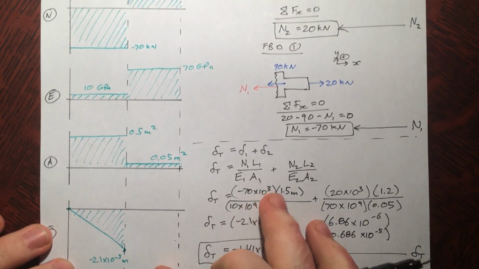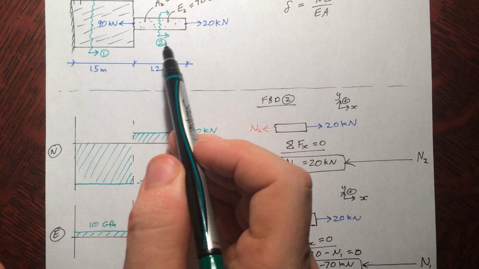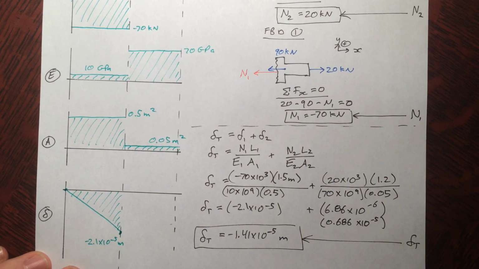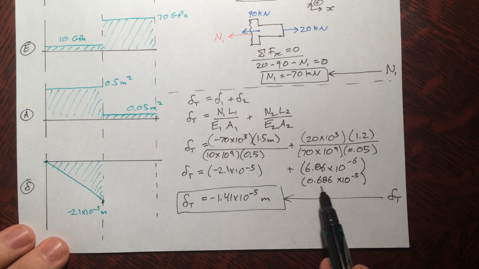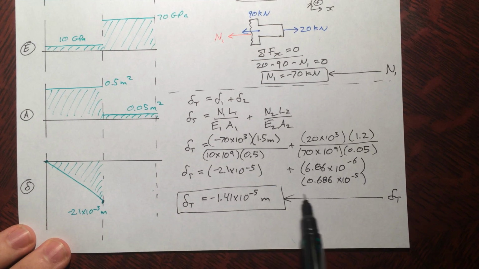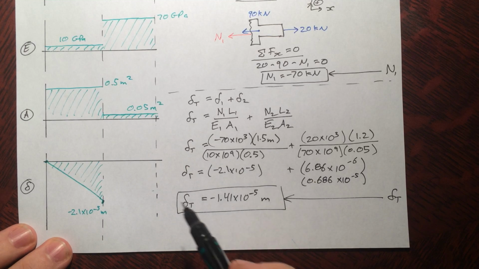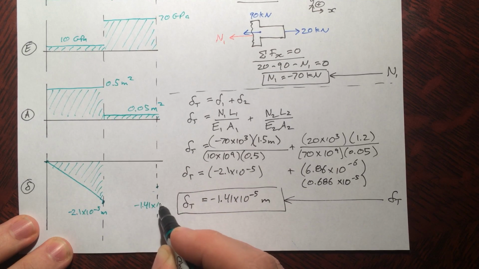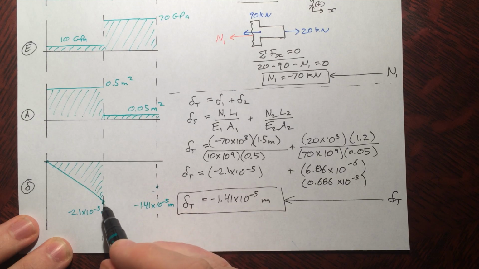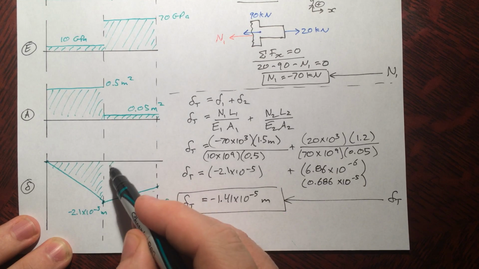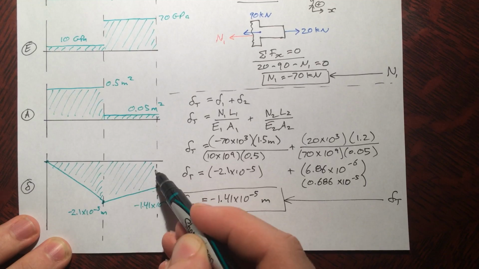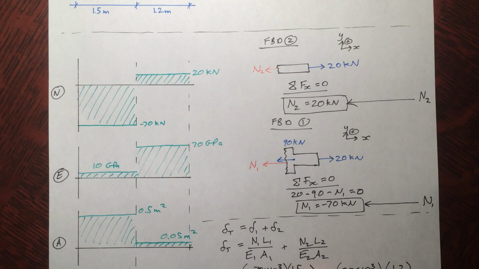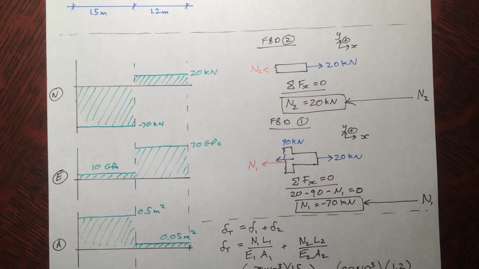Then this piece here is under tension, right? Because we have a positive force. So that's getting longer by this much. The amount here plus this much equals the total elongation, negative 1.41 times 10 to the minus 5 meters. There we go, just as predicted. So that's why I like to draw these graphs. Of course, you don't have to, but I like to do that just to explain it better.